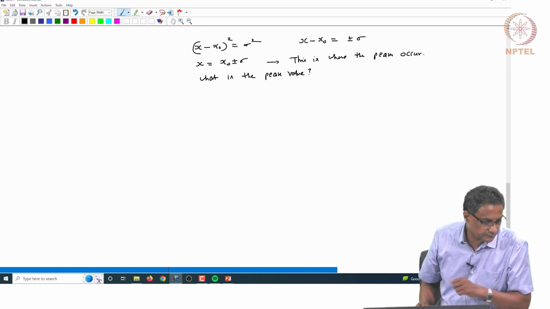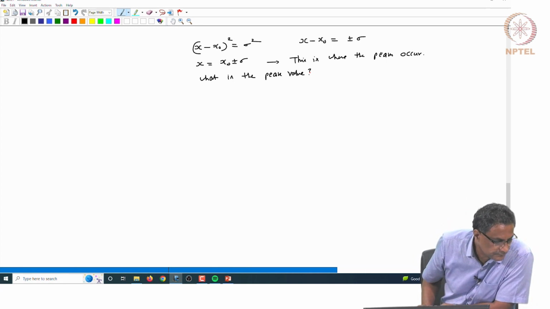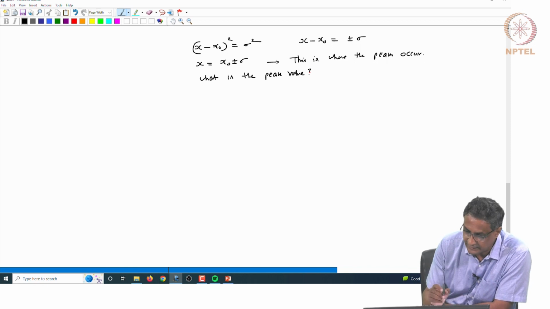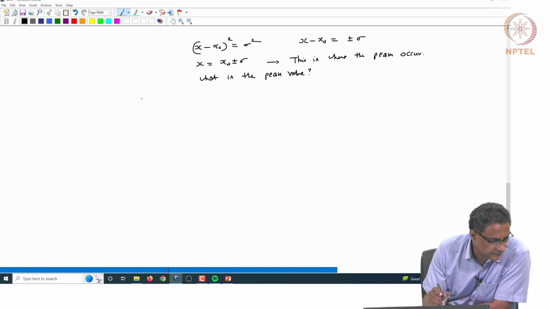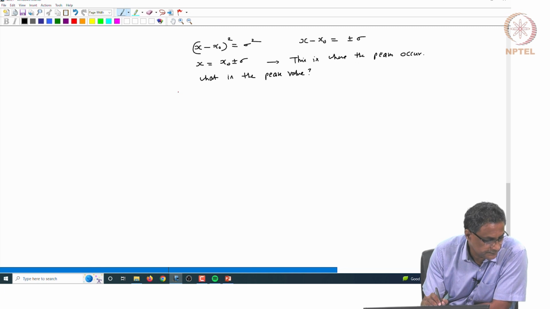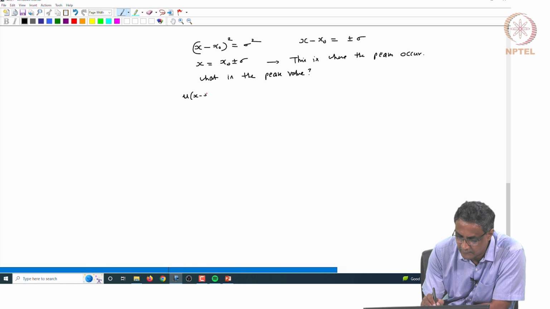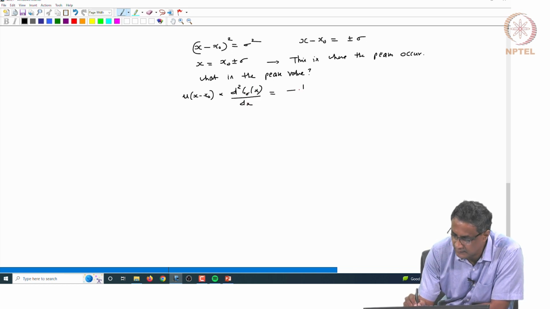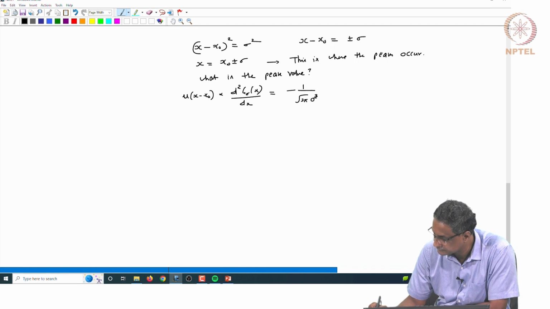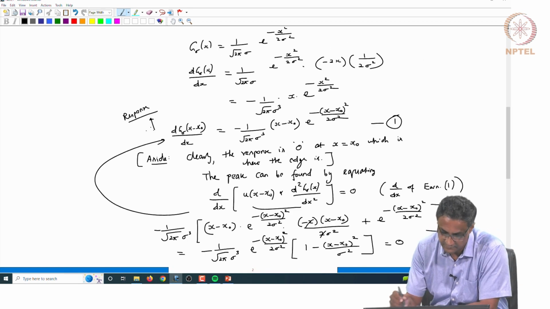Where is that? So equation 1, right? Which was u of x minus x naught convolved with d square g sigma x by d dx, which turned out to be minus 1 by root 2 pi. What did we have? Sigma cube. Okay, now in this equation, right?